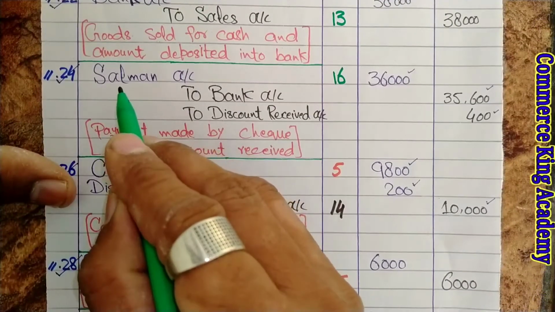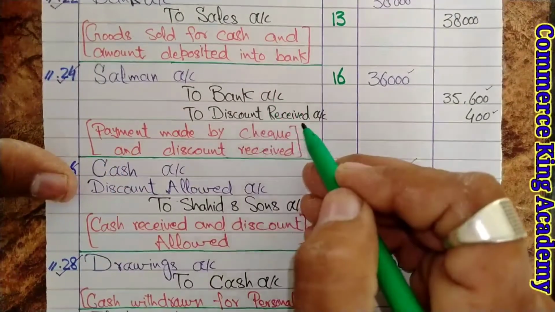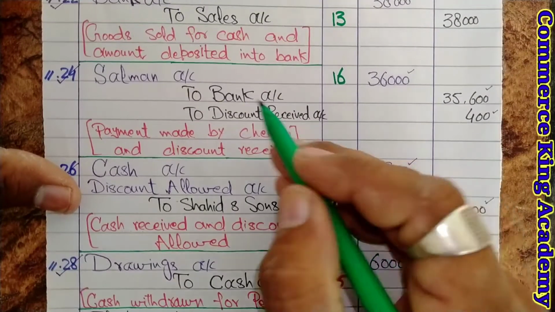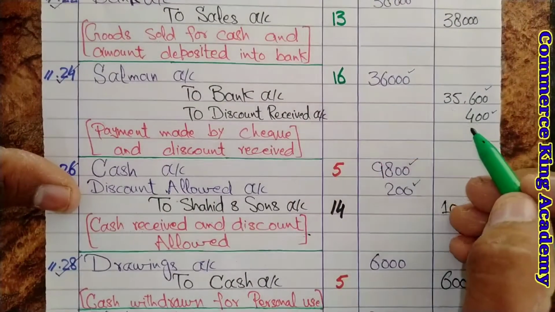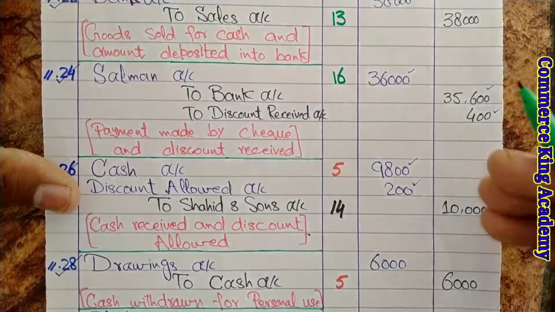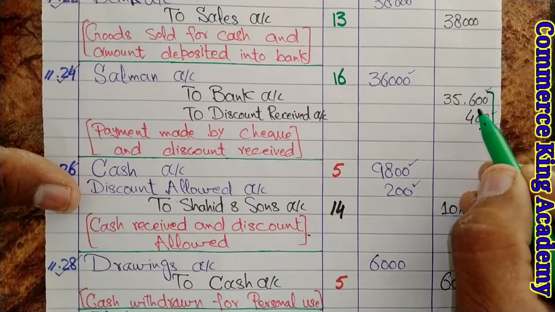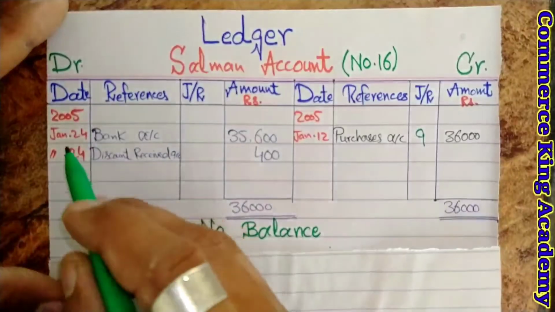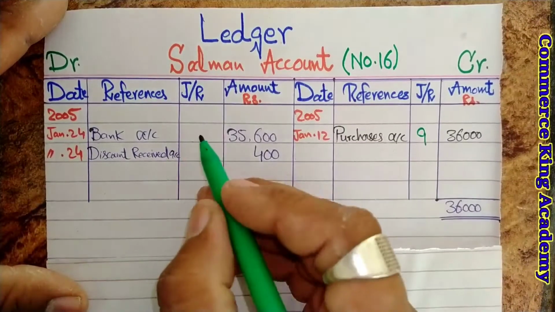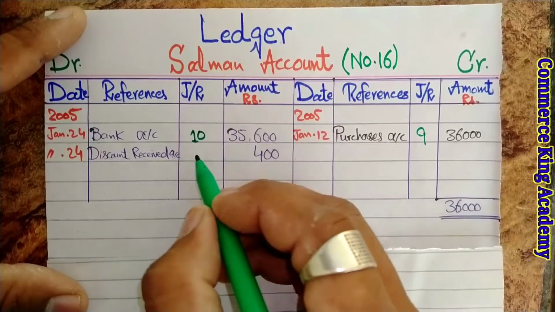You can see here this is the next entry of Salman account, held on Jan 24. Salman account is debited here by bank and discount received accounts with ledger folio number 16, amounting to these amounts. Okay, total 36,000 rupees. Jan 24, journal reference number 10, also 10.